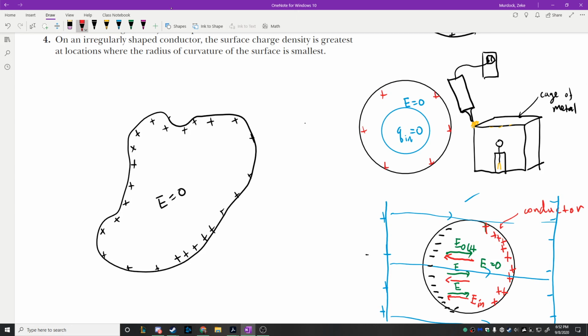So what we're going to do to prove this is something similar to the very first problem that we did today. We're going to surround our surface at one of its flat parts with a Gaussian surface, like this. Often referred to as a Gaussian pillbox. So the surface on the top is A, the surface on the bottom is A.